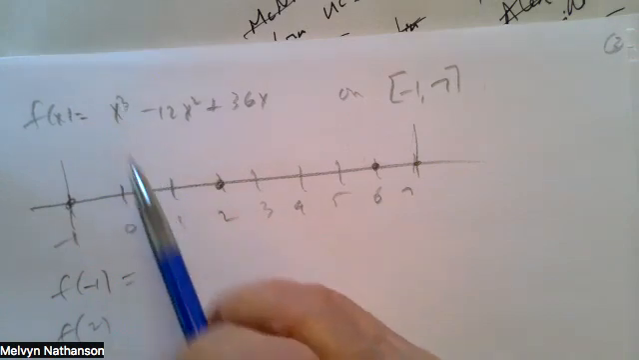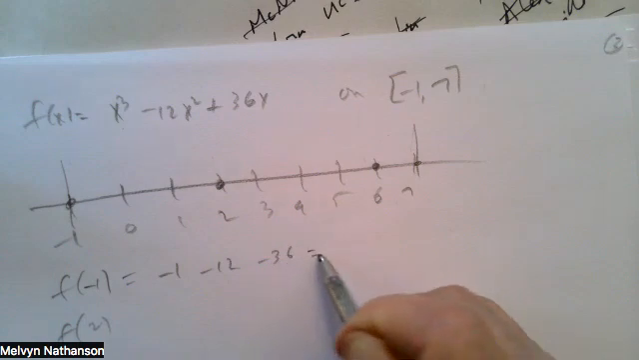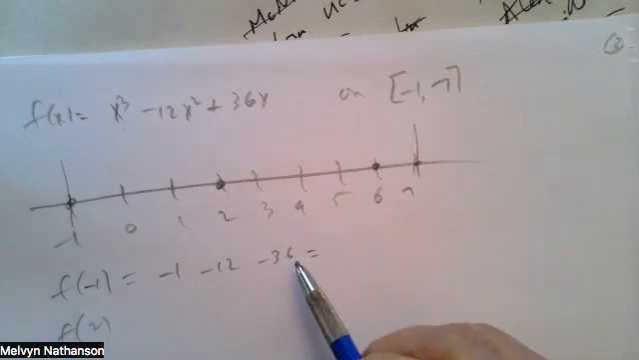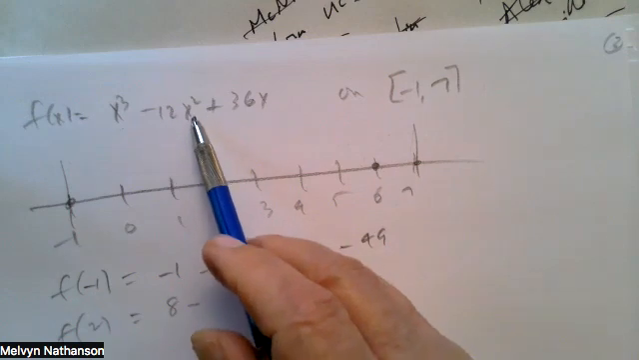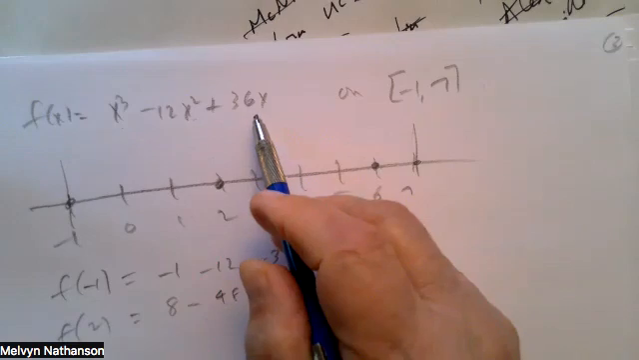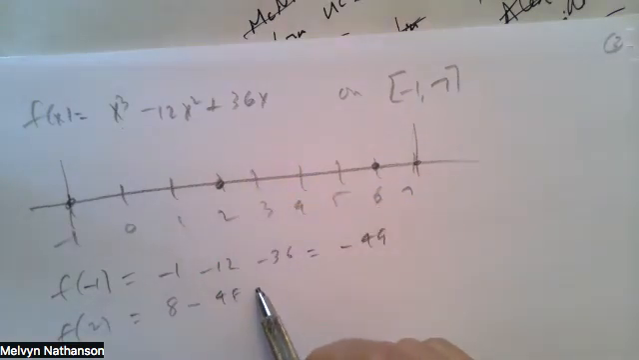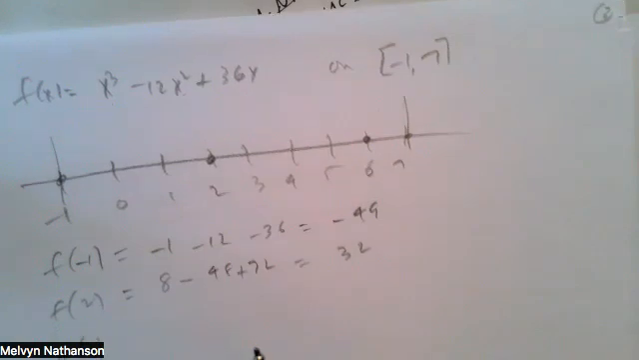If you plug in x equal -1, you get -1 minus 12 minus 36, which is -49. If you plug in x equal 2, you get 8 minus 12 times 4, which is 48, plus 36 times 2, plus 72. So that looks like 80 minus 48 is 32.